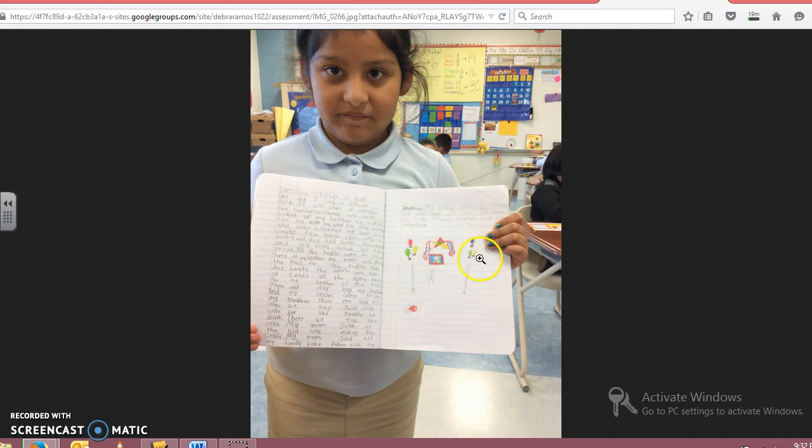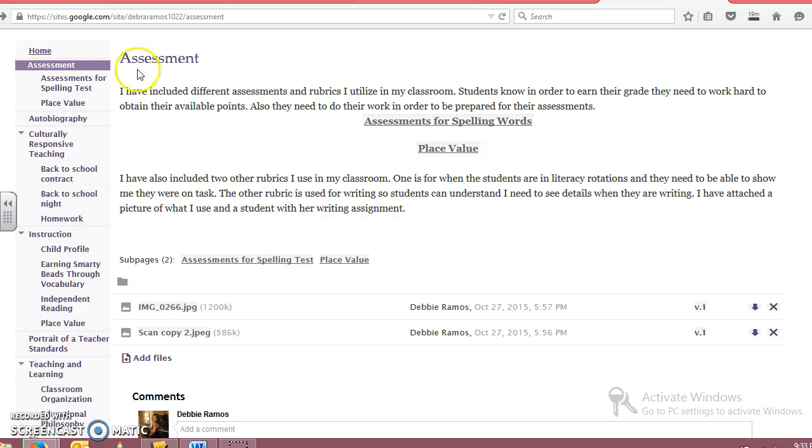This is a student after her writing center, demonstrating what she had written. While they're on computers, I have them type out their words, or they're taking quizzes on their Raz Kids account, so that's a way for me to also check.